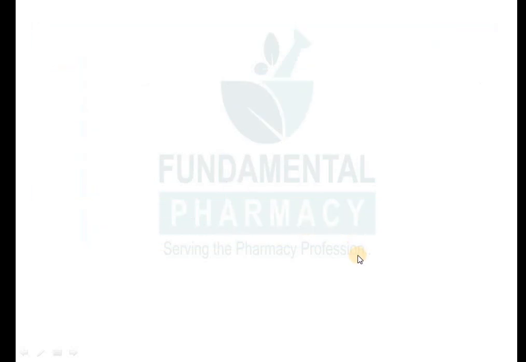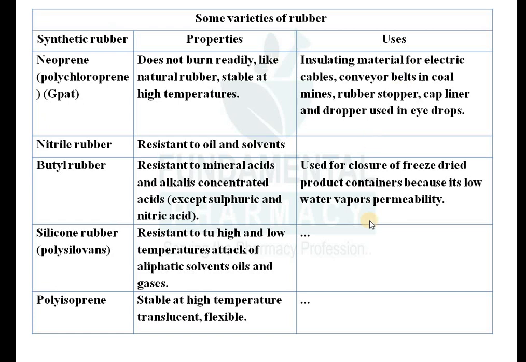Now what are the different types of rubber? Some varieties of rubber. Okay. Synthetic rubber. Some varieties of synthetic rubber. So there are neoprene rubber, nitrile rubber, then butyl rubber, silicone rubber, polyisoprene rubber. Okay. So their properties and uses we will see. So neoprene rubber is known as polychloroprene, and this neoprene rubber does not burn readily like normal rubber.